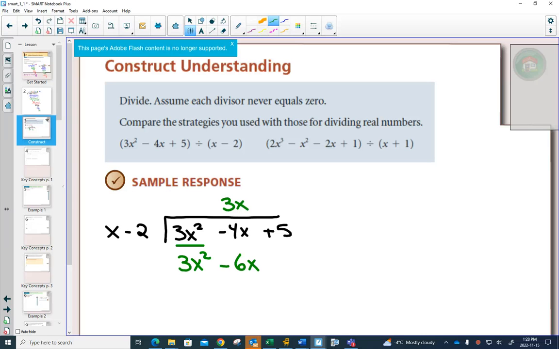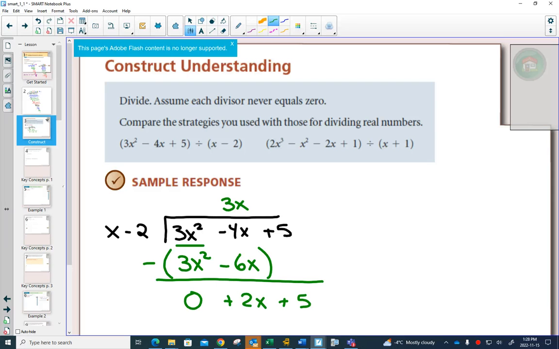And then what did we do with numbers? We subtracted next. We do the same thing in algebra, but I'll put it in brackets. Because I do this minus this, this will always work out to be 0, which is what we want. And then minus 4 minus a negative 6 would be plus 2x. And then 5 minus nothing is still 5.